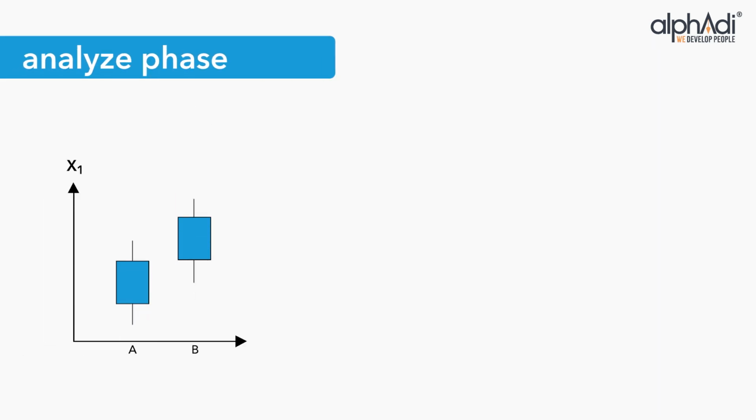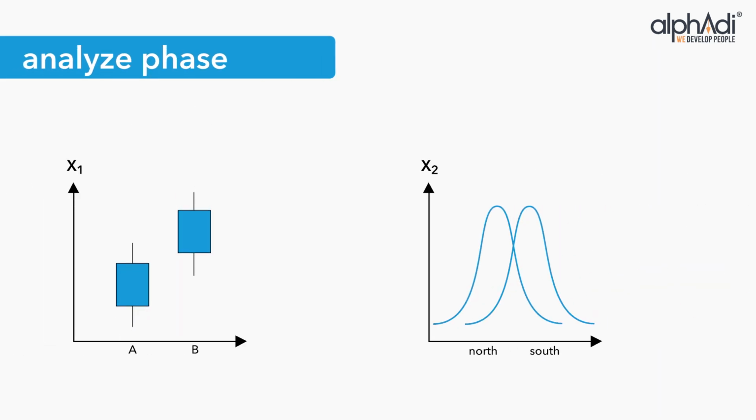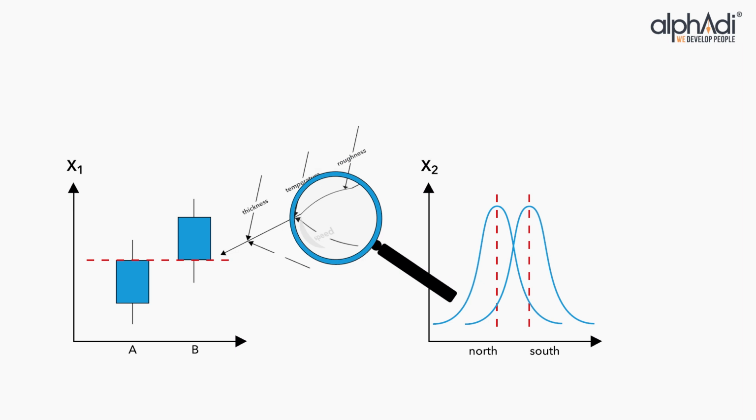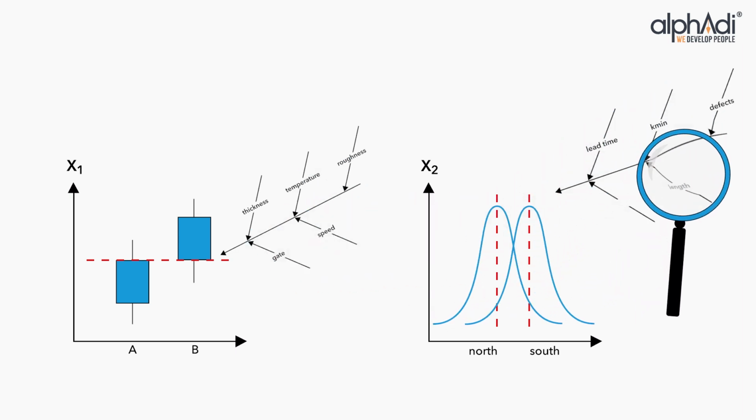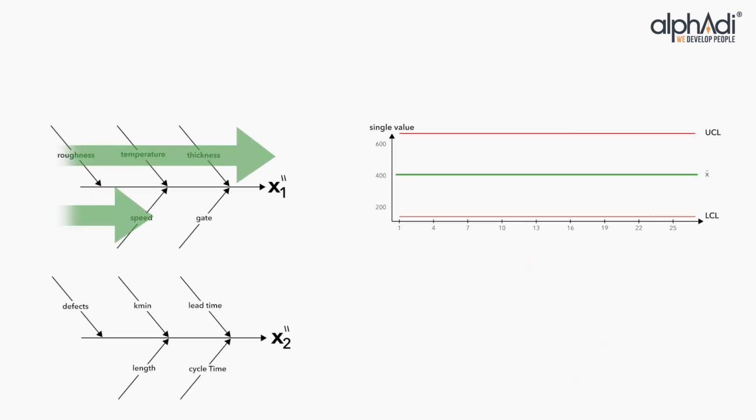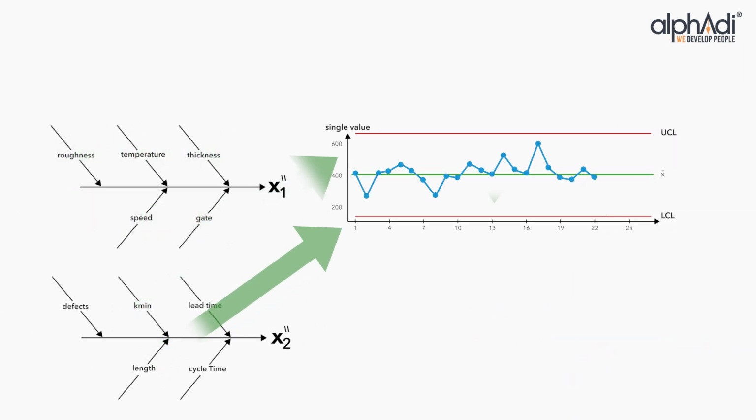In analyze, we examine all irregularities of the influencing factors from the measure phase. We zoom into these irregularities and look for their root causes, called levers. Statistics will prove that the right root causes have been identified that prevent us from achieving our goal.